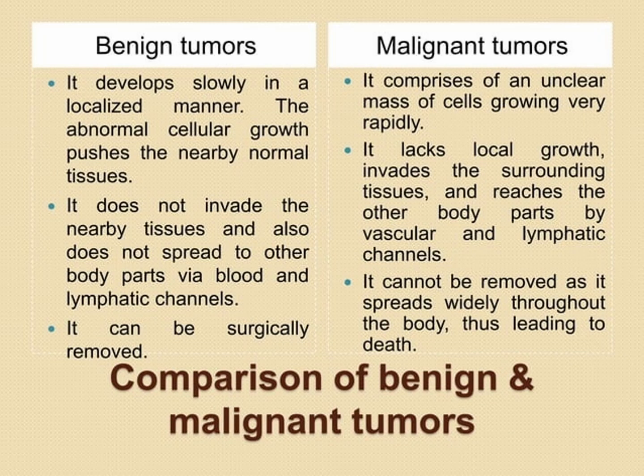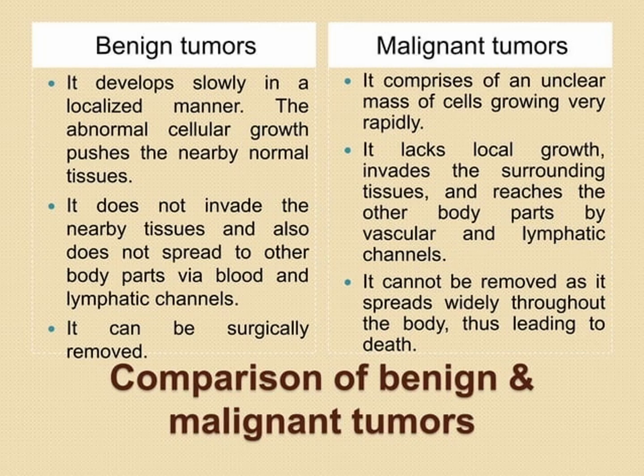Then we can see the difference between benign tumors and malignant tumors. Benign tumors develop slowly in a localized manner. Abnormal cellular growth pushes the nearby normal tissues, so it grows by pushing out the normal tissues. It does not invade the nearby tissues and also does not spread to other body parts via blood and lymphatic channels. It can be surgically removed because it is localized.